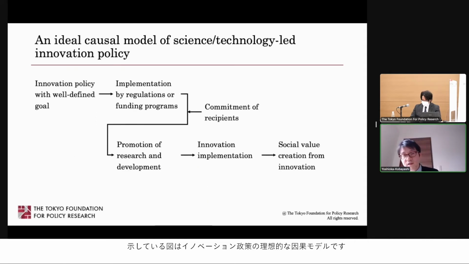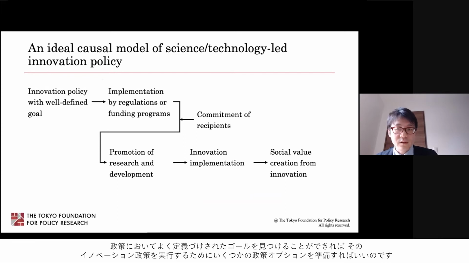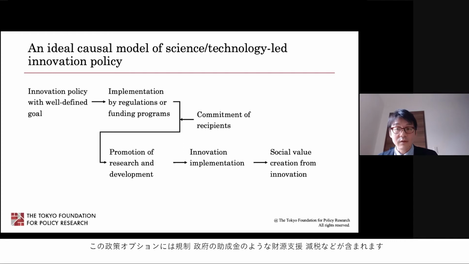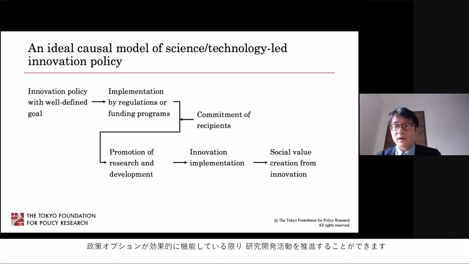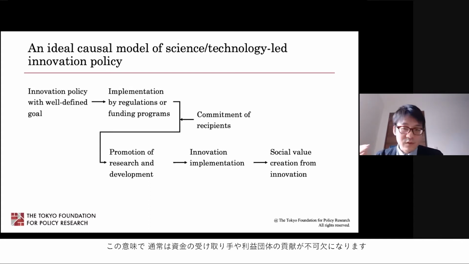Okay, so this is a very ideal causal model of innovation policy. Once we have a well-defined goal in the policy, we prepare several policy options to implement the innovation policy. These policy options include regulations and funding, like government subsidies and tax reductions. As long as these policy options work effectively, they promote research and development activities. So the point is how we can realize an effective policy option. In this sense, usually the commitment of funding recipients or interest groups is essential.